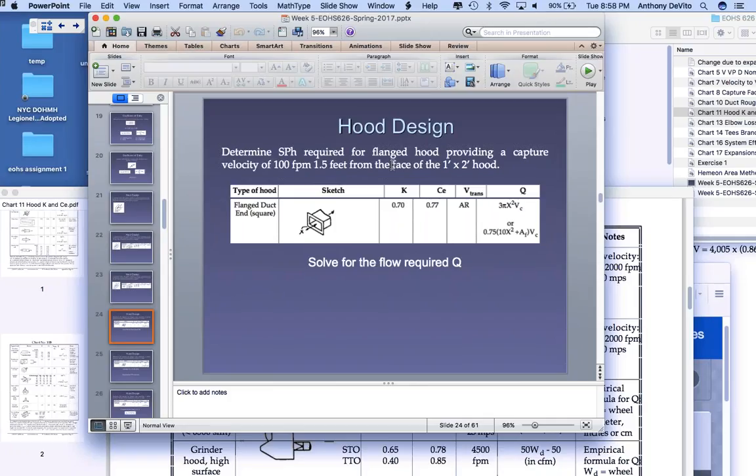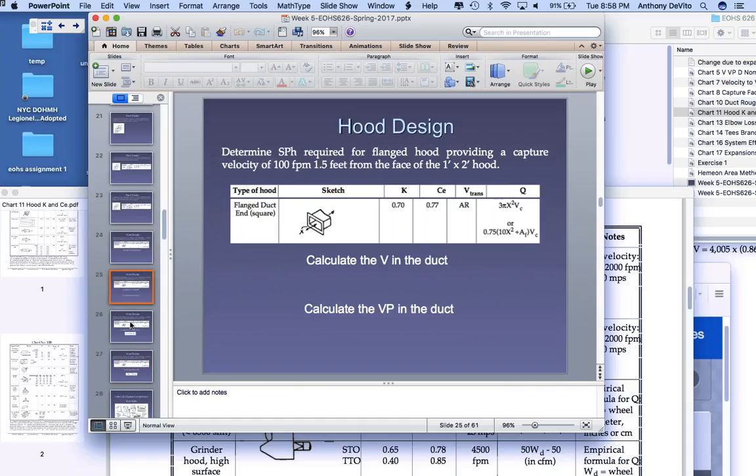So what's the static head pressure that you need in order to get a capture velocity of 100 feet per minute, 1.5 feet from the front of this hood? That X, that length that you see there, is how far away we have to be. So let's use this equation at the bottom. Here we calculated the velocity in the duct, velocity pressure, and so on.